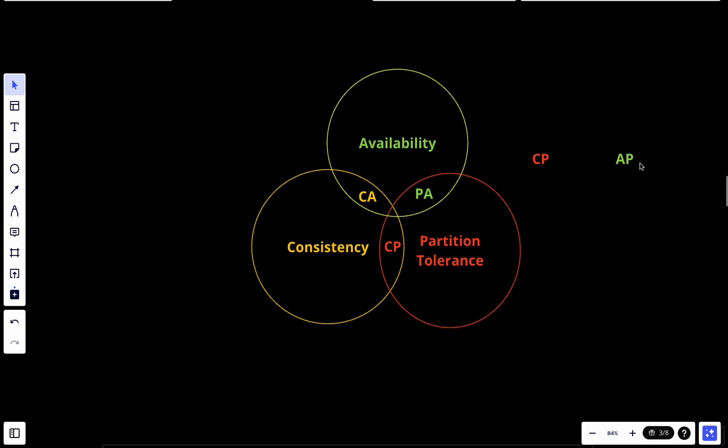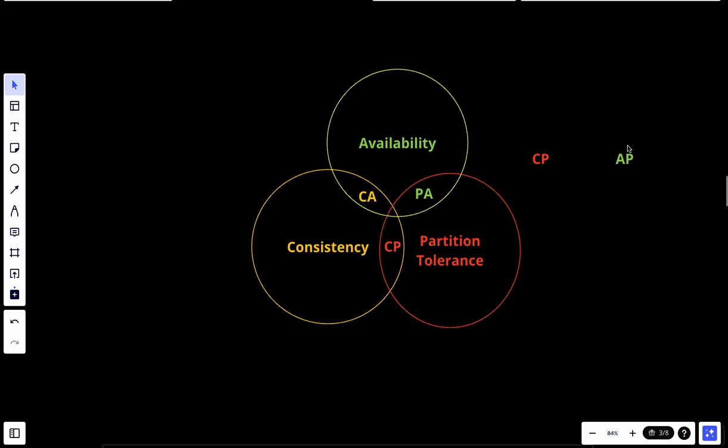An AP system is like, for example, NoSQL databases such as Cassandra or a key-value store. It prioritizes availability and partition tolerance. They aim to provide uninterrupted service, even in the presence of network issues. As for the trade-offs, many distributed systems aim for a balance between these factors, providing tunable consistency levels. Systems like Amazon DynamoDB allow you to choose between strong consistency or eventual consistency based on your application needs.